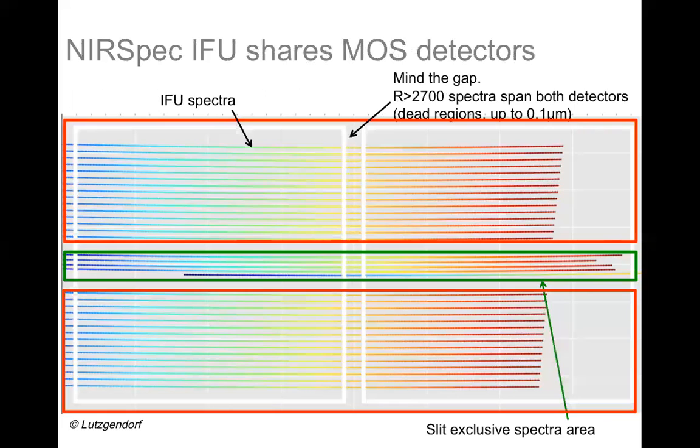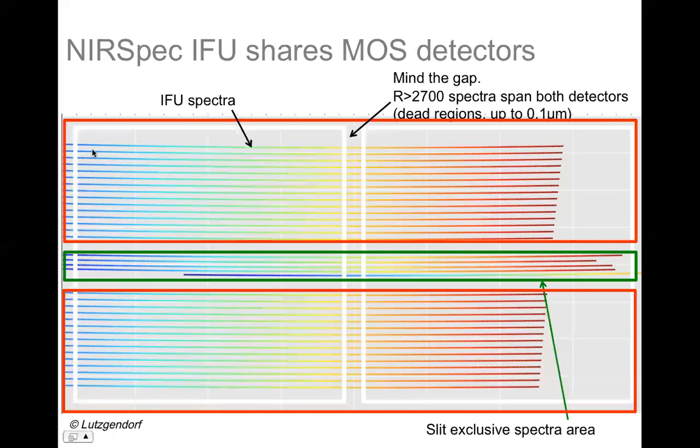Moving on to the IFU on NIRSpec. Here is a cartoon of the spectra at the highest resolution that are spread out on the 2 detectors. The y-axis is basically the spatial scale, and the spectral scale is on the horizontal axis. As you can see, at the highest resolution, the spectra will be very extended, and actually they will be spread out over the 2 detectors. So there will be a gap in between. There is no way to recover this gap. The size of the gap is about 0.1 micron. So keep this gap in mind if you're interested in this specific region. You may have some issues.